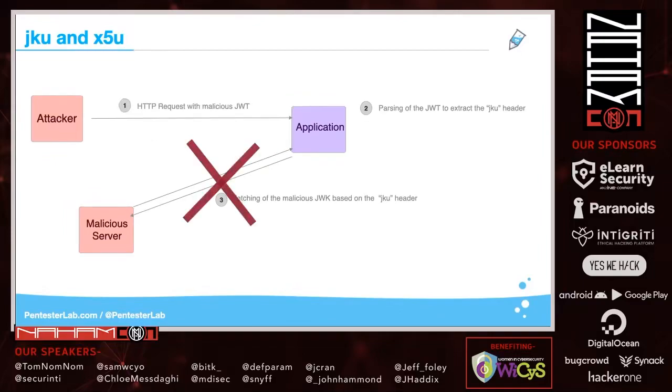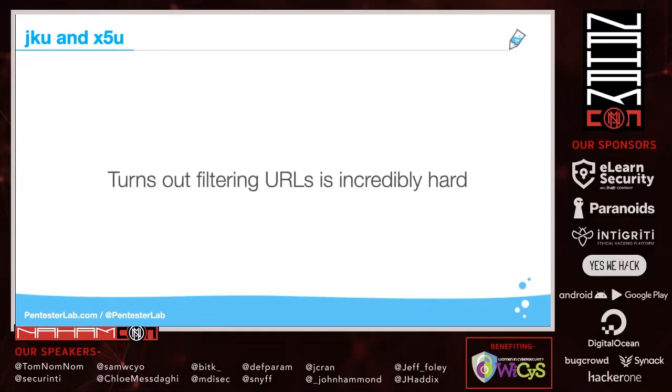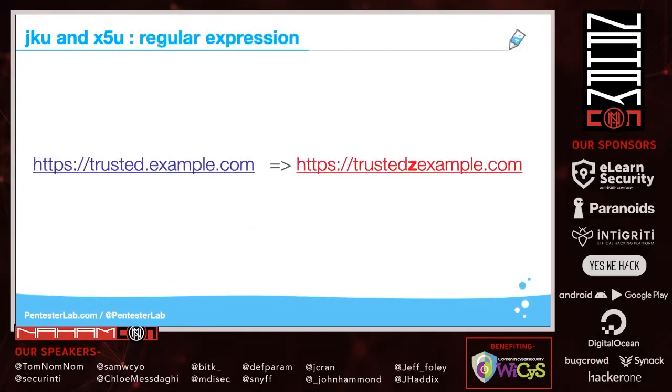Unfortunately, or fortunately, if you're part of the blue team, most libraries don't do that. It would be too easy to bypass authentication if you were to do that. So they block access to malicious JWKs. They have a list of allowed URLs that you can use. But it turns out filtering URLs is incredibly hard. For example, some libraries will use a regular expression and say it needs to match trusted.example.com. The problem is that they forget to escape the dot, and you can use trustedXexample.com, and you bypass the check on the URL to make sure it's part of a list of allowed domains or URLs.